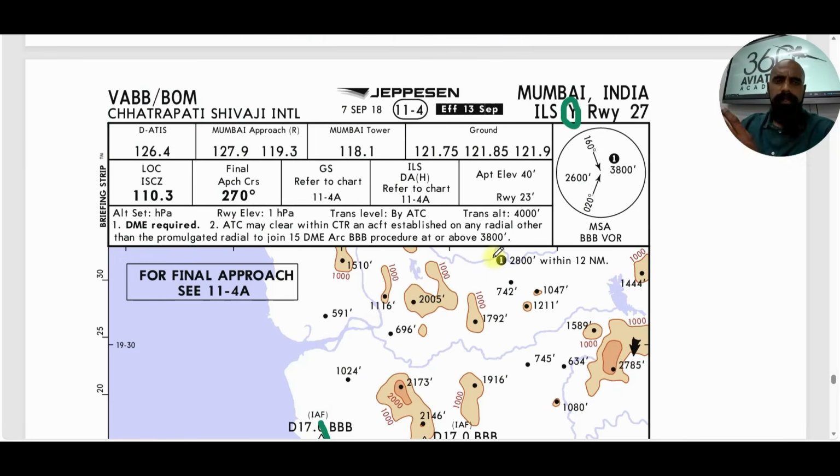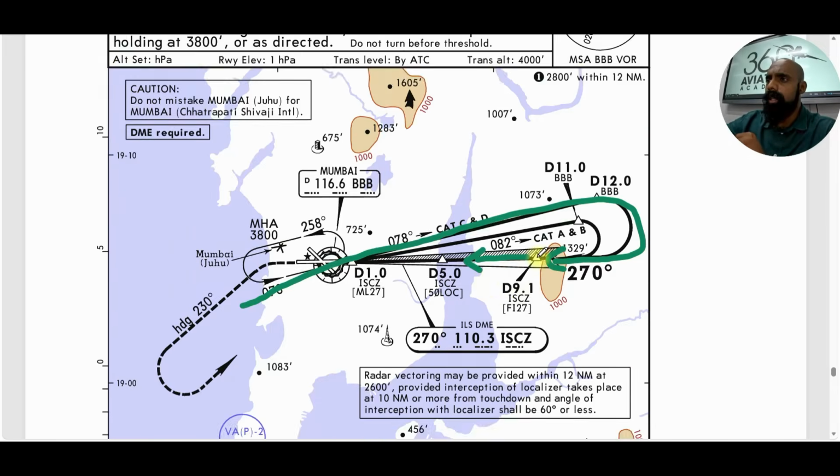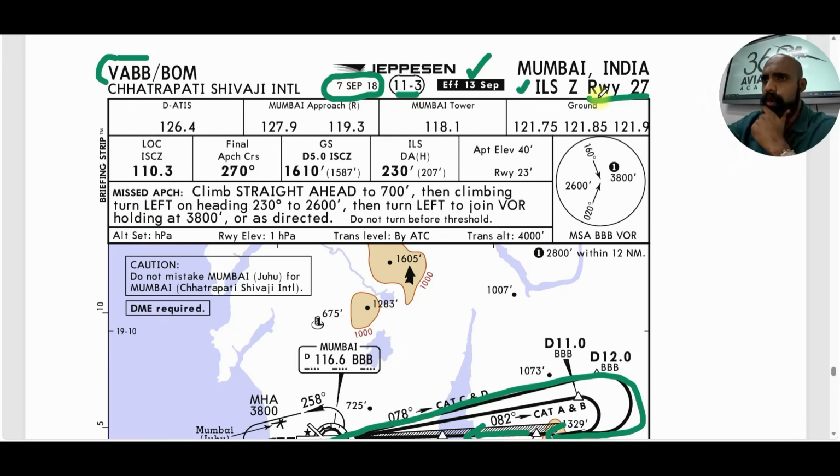So same approach, just a different initial approach or missed approach, or some variation of that same procedure. All right, let's move back to the ILS Zulu approach, runway 27. This subsection is called the heading section, which we have just covered.